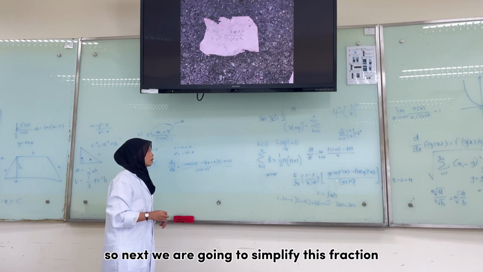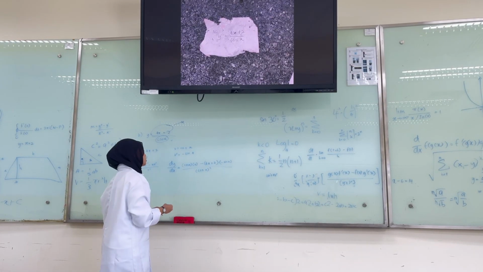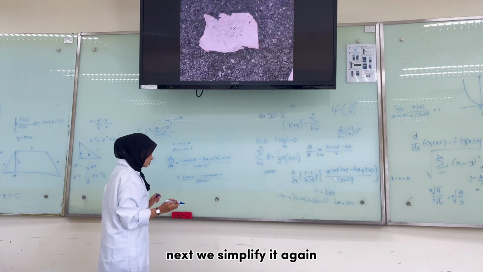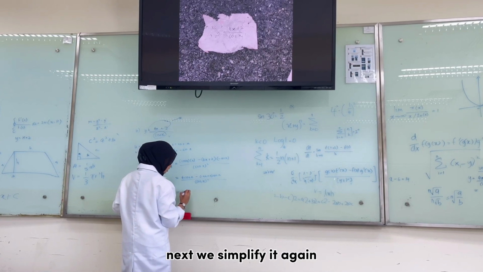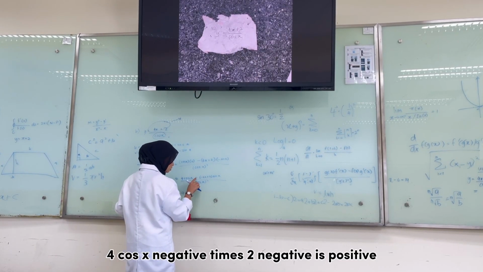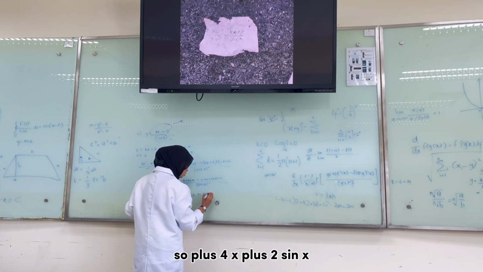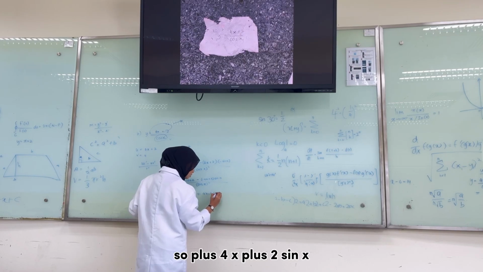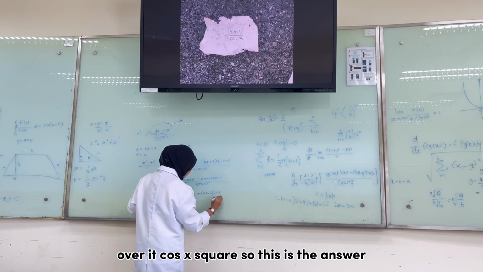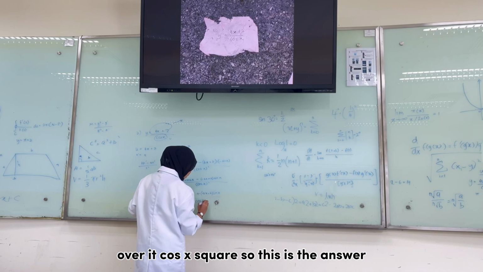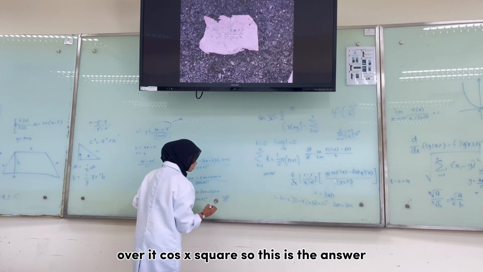Insert the value in this formula. So next, we are going to simplify this fraction. Next, we simplify again. 4 cos x, negative times with negative is positive. So plus 4x plus 2 sine x over v cos x squared. So this is the answer.